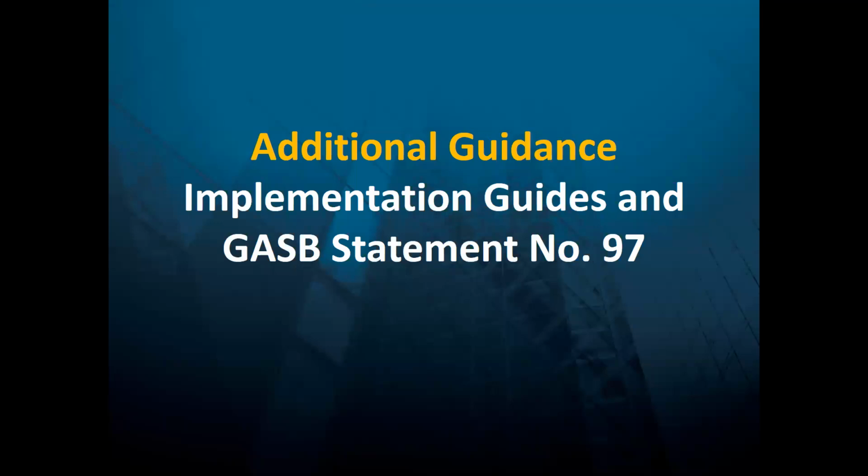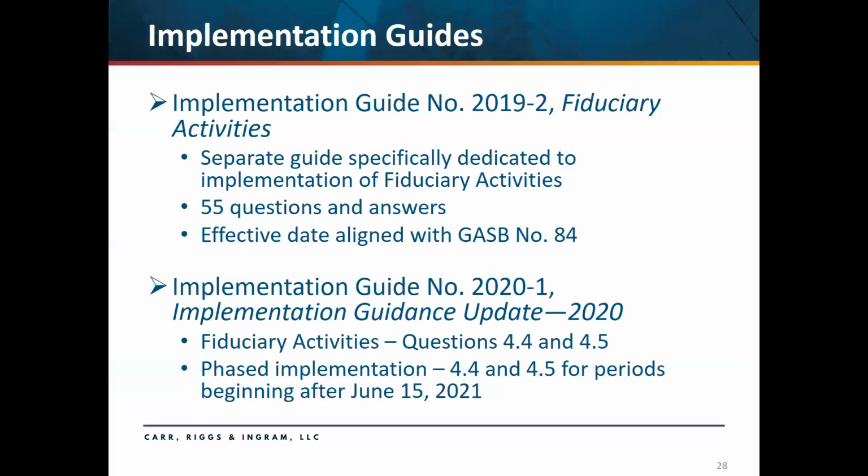Perfect. So what we'll talk about right now, we'll look at these, we'll look at some additional guidance. Okay, so as I talked about, you don't want to implement without the implementation guide. I inherited a client that did do that, and there were some changes to that, as well as we'll also talk about Statement 97. So here on this next one, I just want to show the implementation guide itself, 2019-2, was specifically set up for fiduciary activities.